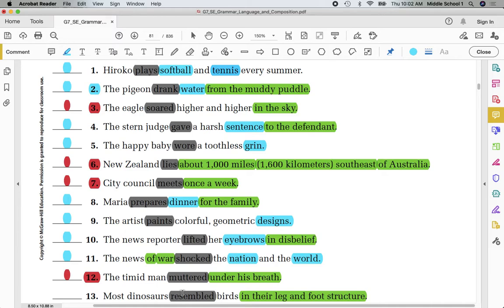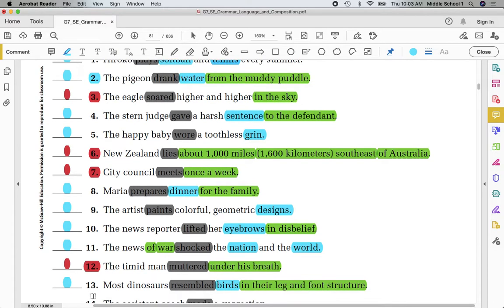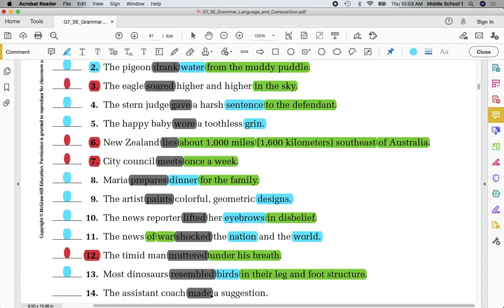Number 13. Dinosaurs resembled. In their leg and foot structure is a prepositional phrase. Resembled what? Birds. When there's a noun that follows the verb, I call it a direct object, and the sentence is transitive. 14. Coach made what? Coach made suggestion. Transitive.